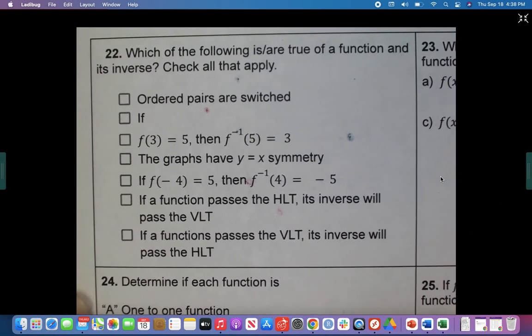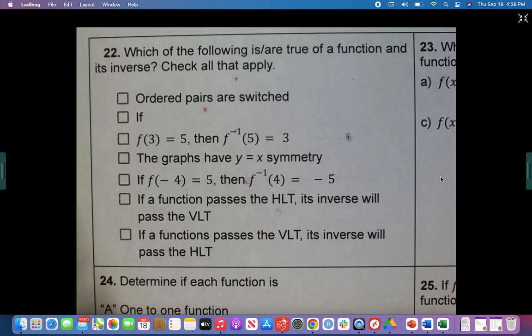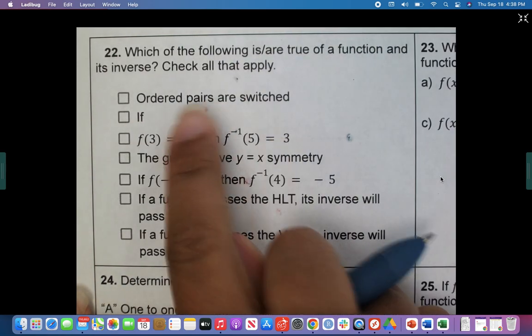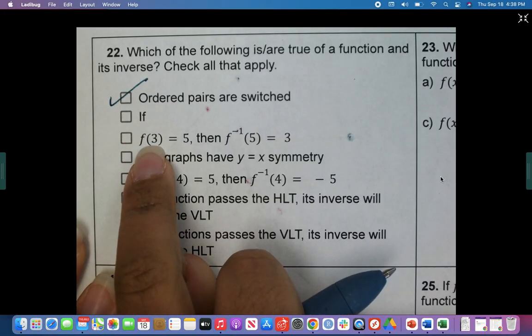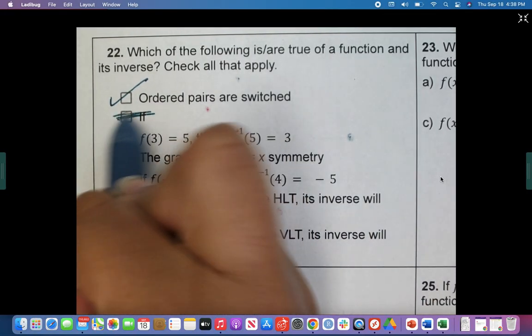Which of the following is or are true of a function and its inverse? So this is straight from your notes. Ordered pairs are switched. This "if" is supposed to be with this. So I'm just going to mark this one out.